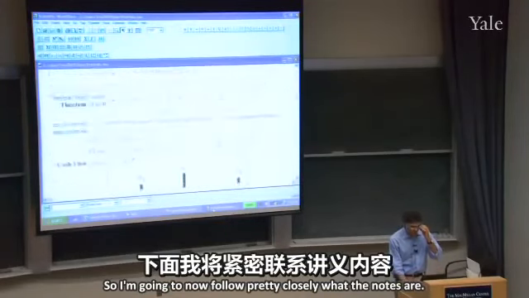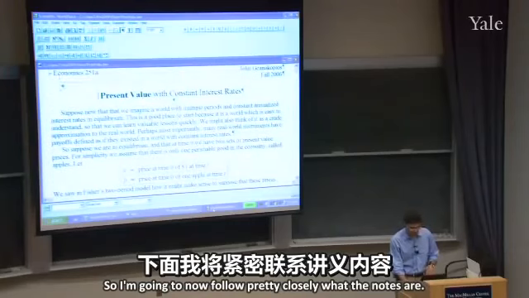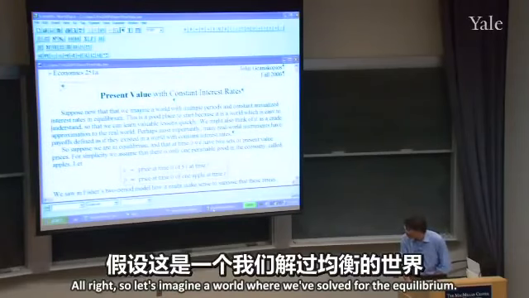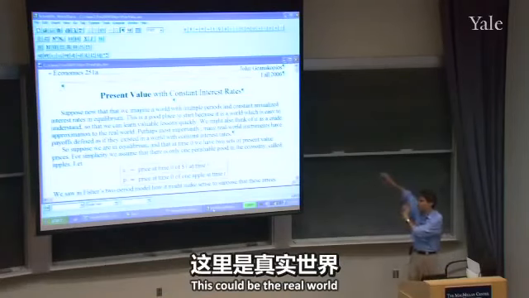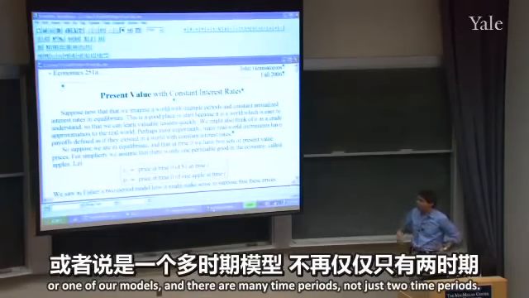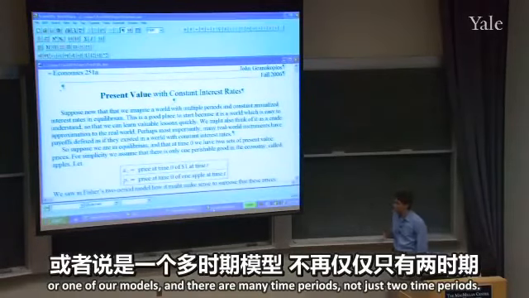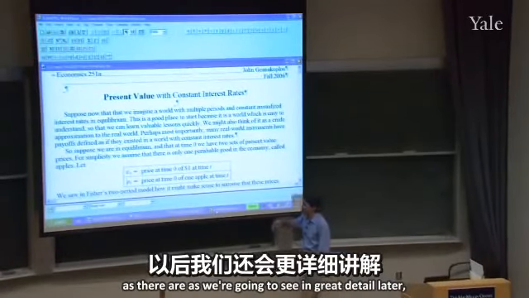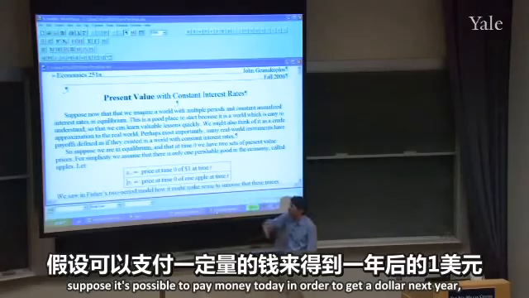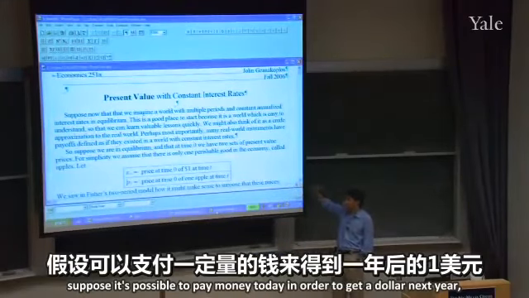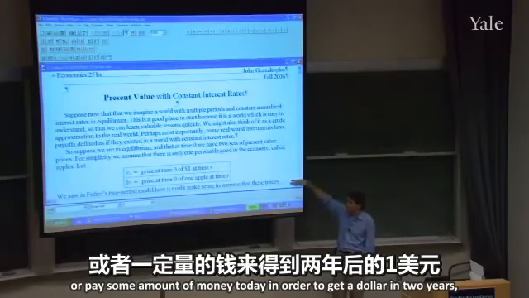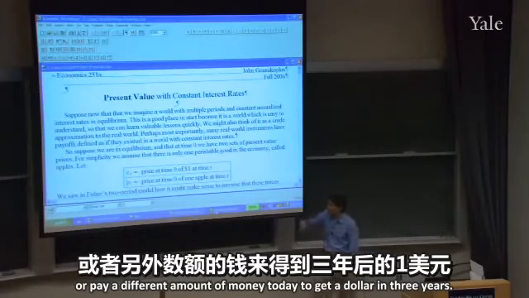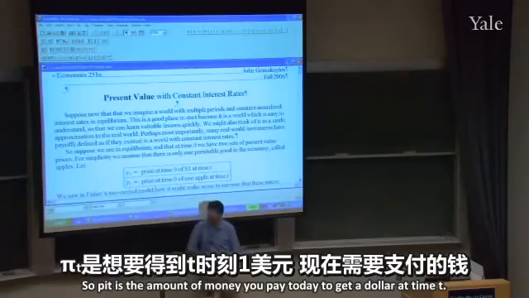So I'm going to now follow pretty closely what the notes are. Let's imagine a world where we've solved for the equilibrium. This could be the real world or one of our models, and there are many time periods, not just 2. Suppose it's possible to pay money today in order to get $1 next year, or pay some amount of money today in order to get $1 in 2 years, or pay a different amount of money today to get $1 in 3 years. So pi t is the amount of money you pay today to get $1 at time t.